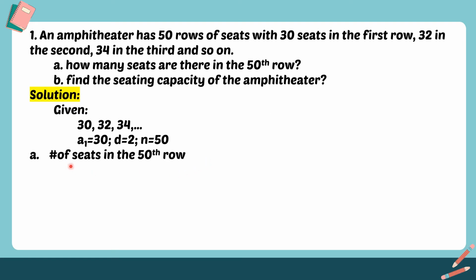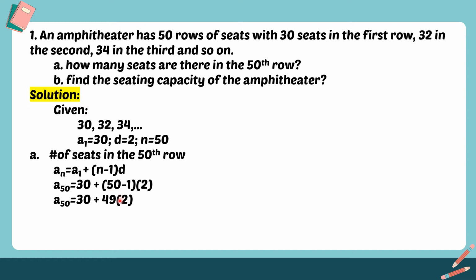Then, let's solve for the number of seats in the 50th row using the n-th term formula. Yung n-th term formula natin sa arithmetic sequence na a sub n equals a sub 1 plus n minus 1 times d. Tapos, substitute lang tayo ng values. A sub 1 is 30, common difference is 2, and ang value ng n ay 50. So, 50 minus 1 is equal to 49. 49 times 2 is equal to 98. And 98 plus 30 is equal to 128. It means we have 128 seats in the 50th row.